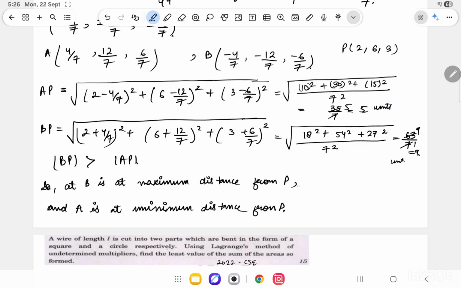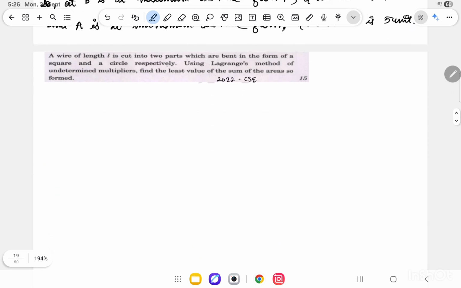So B is basically at maximum distance from P, and distance is basically 9 unit, and minimum distance is 5 unit. So that's all we are supposed to find in this question. So let's move on to the next question.